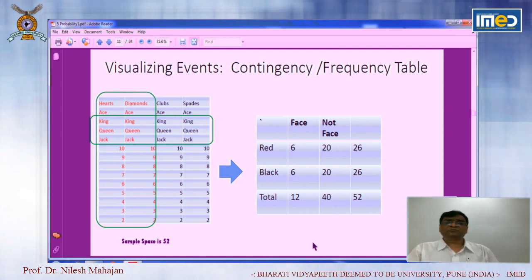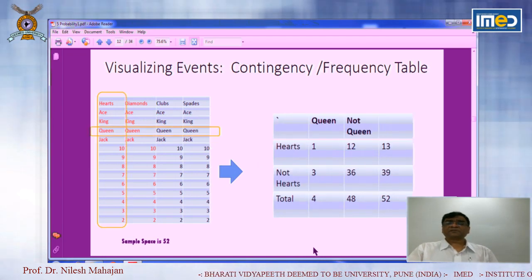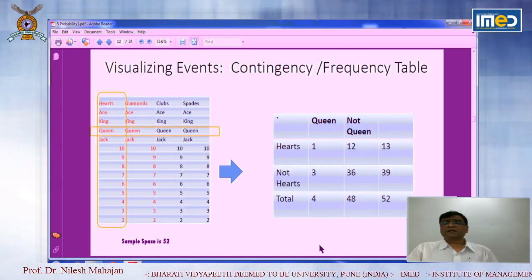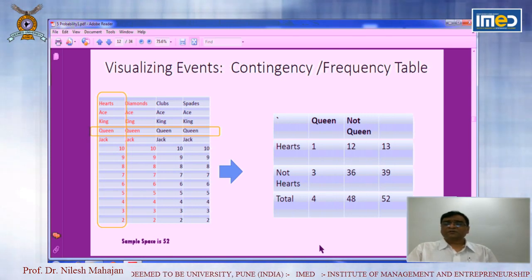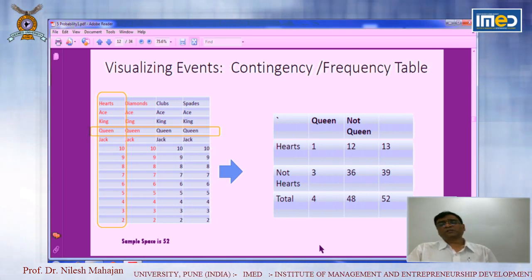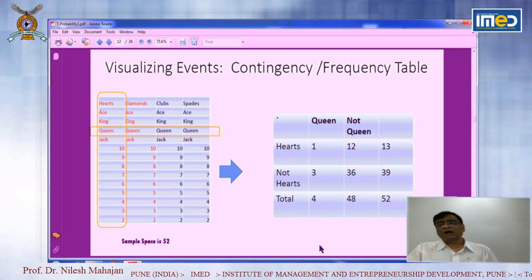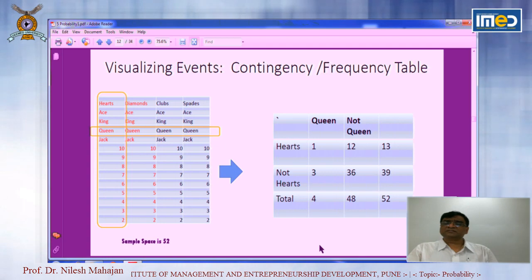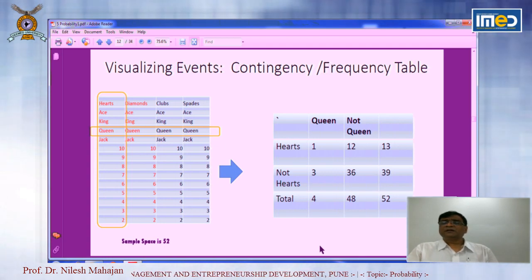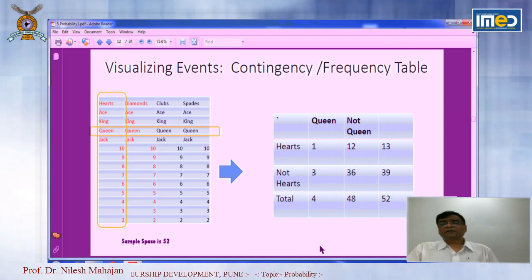You check according to this diagram. Same, I am considering the case of queen and not queen. Hearts 1, not hearts 3, the total is 4. For total cards, consider 52 cards, so 12 is hearts and 36 is not heart, total is 48. In the case of queen there are 13 and 39, and 52.